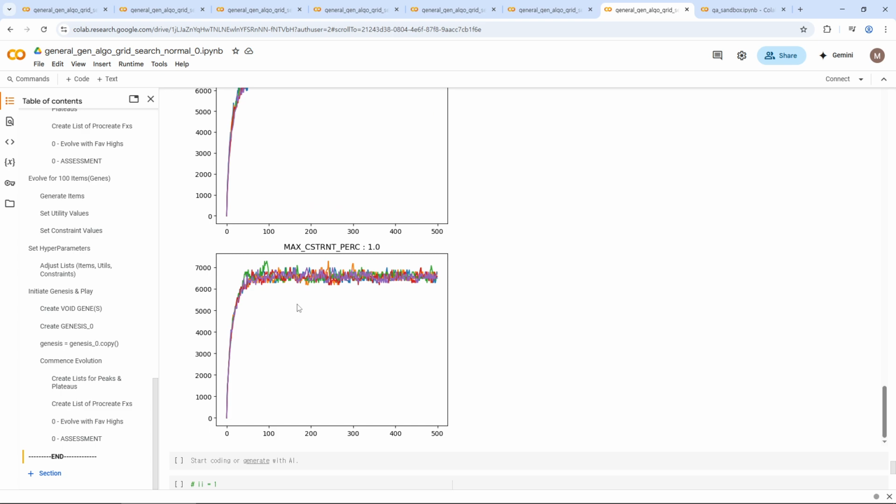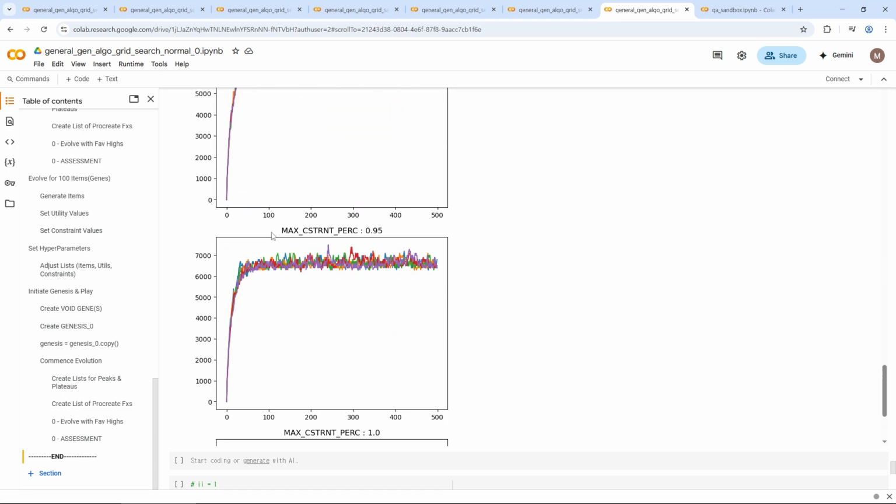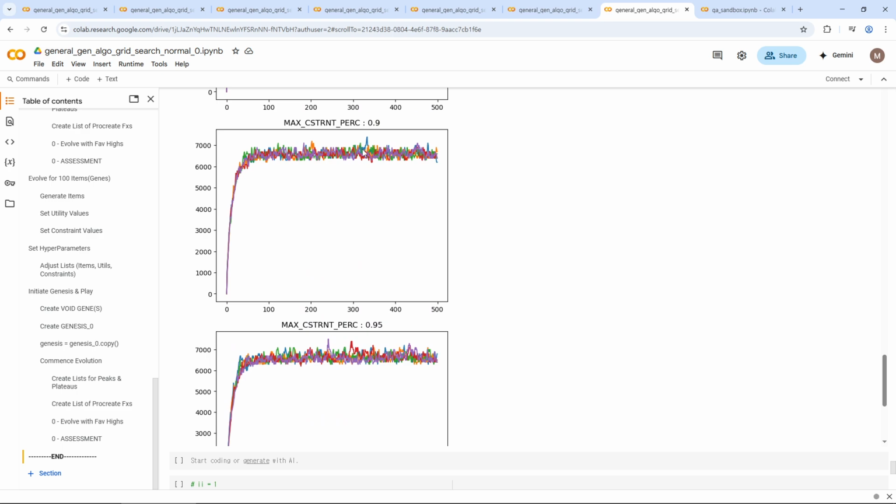And as I said, the total sum of all utility values is 9,900 point something, and these are the values for the top entities. And you'll see that none of them actually reached the 9,000 mark. They're only at 7,000. None of them.